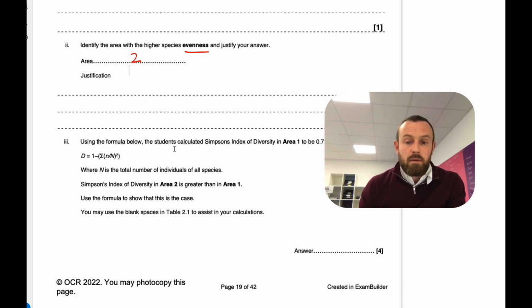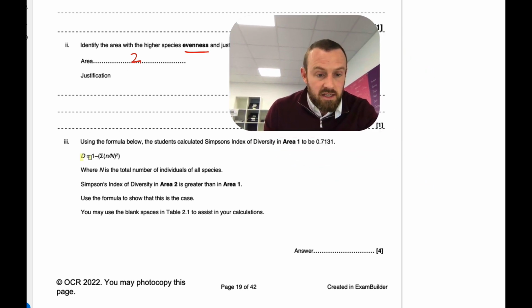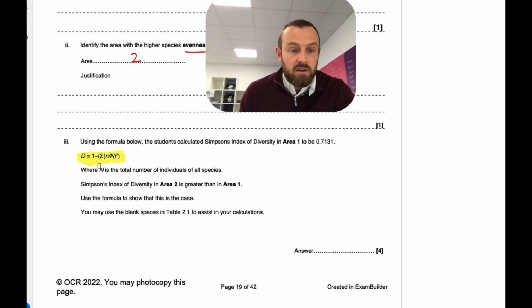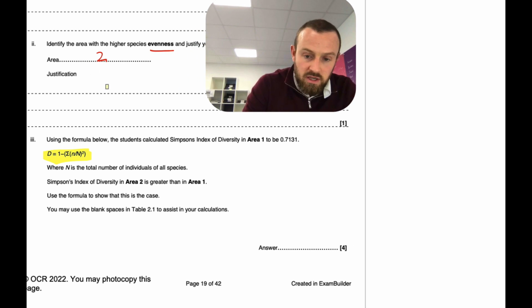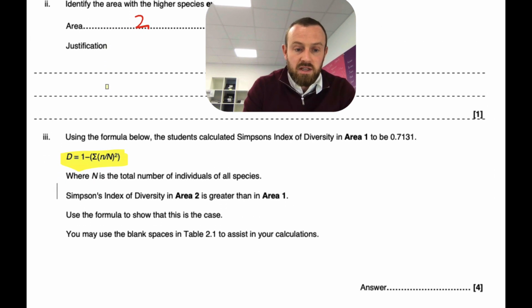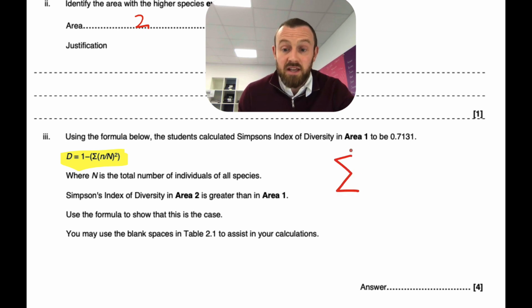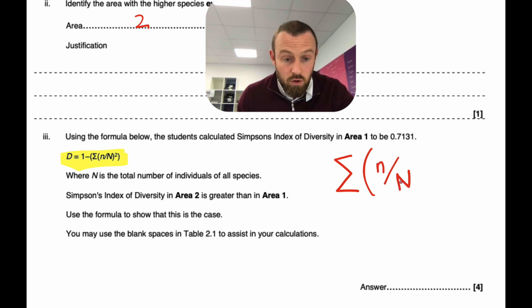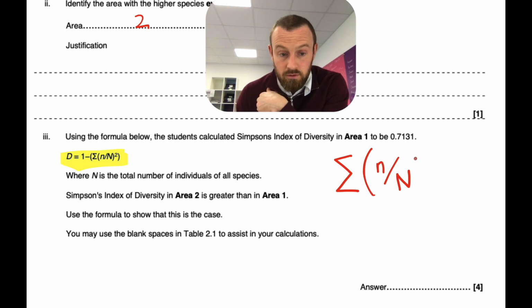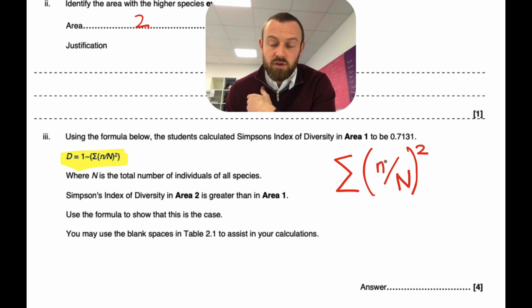So remember, Simpson's diversity index is this formula. You do get given it. It is 1 minus, let's really focus on what all these things mean. 1 minus, now this big symbol means the sum of. So it's the sum of n, which is the number of individuals, that's small n, divided by big N, which is the total number of individuals, squared. Okay, so you've got to sum this up.